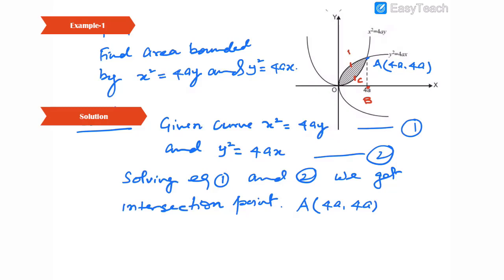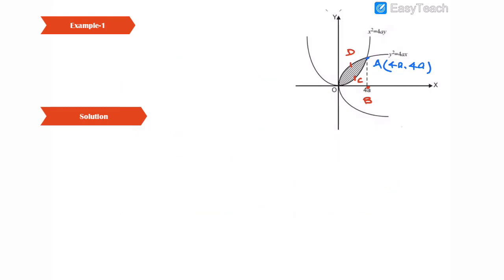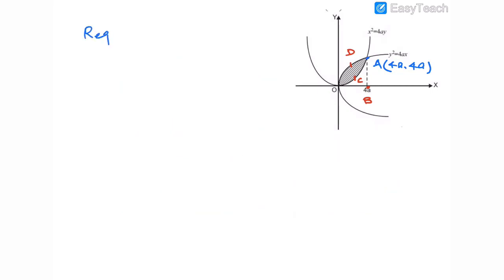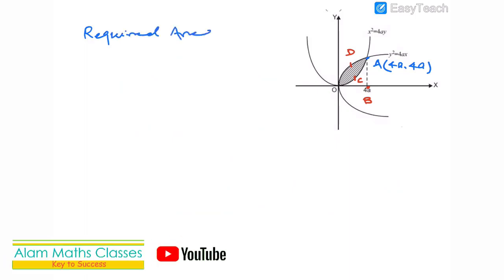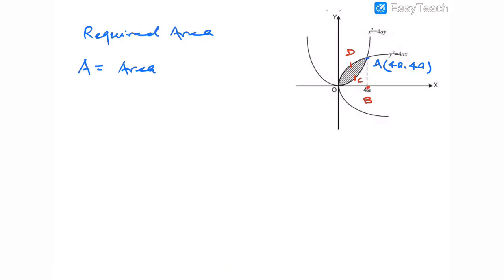Now take the two points C and D on this parabola. So actually the required area ACODA is equal to the area ABODA minus area ABOCA. After subtracting the area below the parabola x square is equal to 4ay, we get the required area.